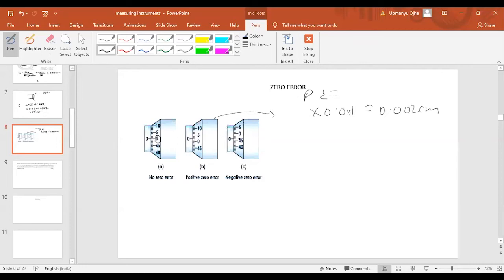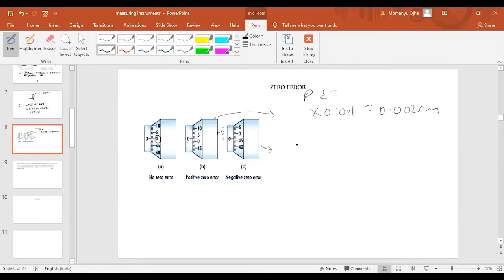Now negative error means when the zero of the circular scale is above the reference line of the main scale, and this is known as negative error.